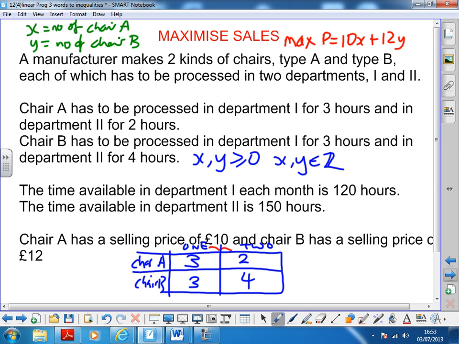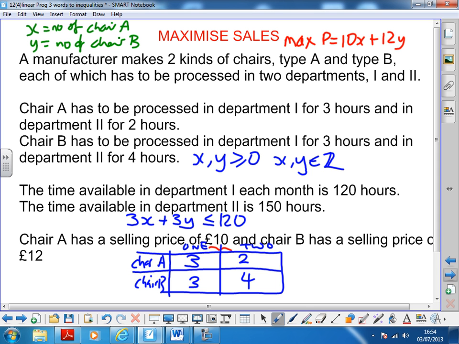So, if we make X chair A's, then department 1 is going to have 3X hours needed for all the chair A's, and also 3Y hours needed for all the chair B's, and that has to be less than 120. So it can't go over that.